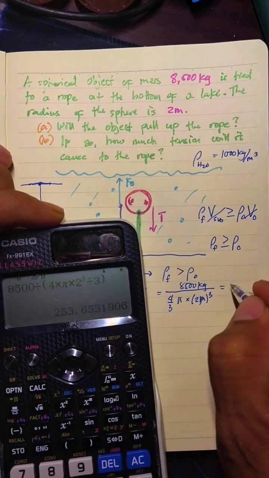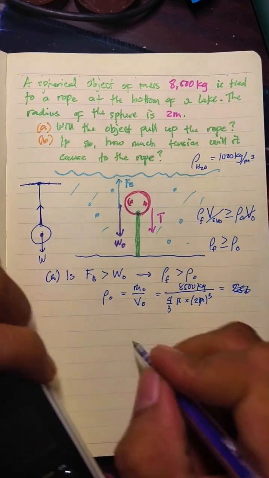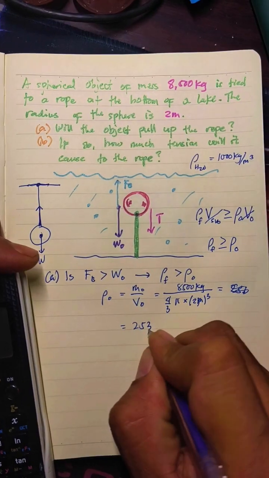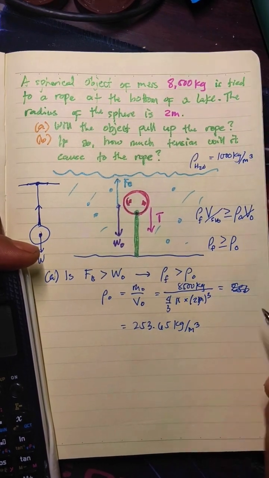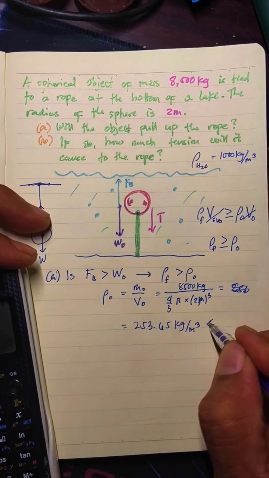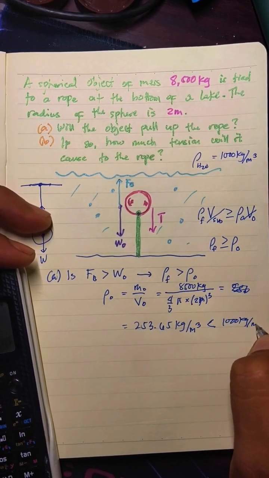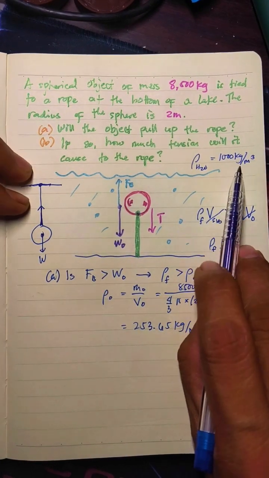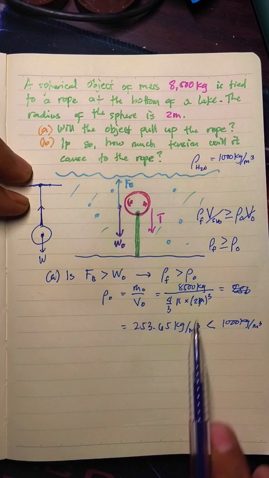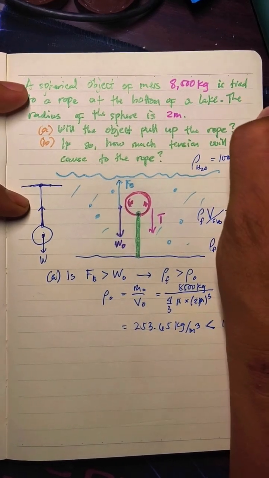And that would just be 253. I'll write it here. This is equal to 253.65 kilograms per cubic meter, which is less than 1,000 kilograms per cubic meter, because our fluid here is just water. It's just the lake, which is assumed to be approximately water. So the answer to this is yes.